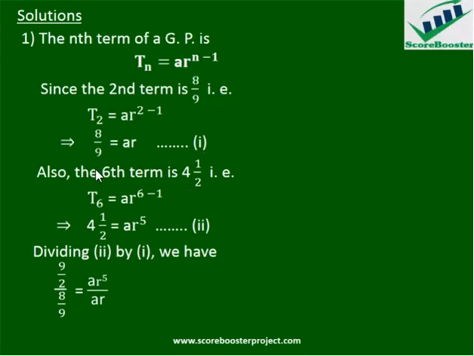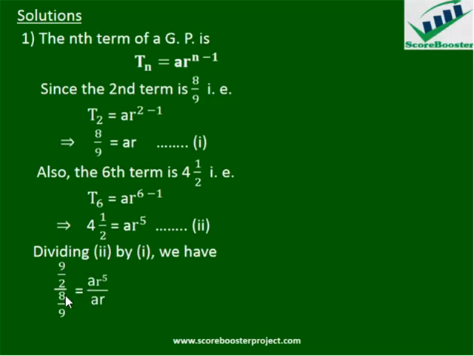Also, the value for the sixth term, that is T6, is 4.5. From the formula for the nth term of the geometric progression, T6 is equal to a r raised to power 6 minus 1, which is a r raised to power 5, and the value for T6 is given as 4.5, which implies that 4.5 equals a r raised to power 5, and that is tagged as the second equation. So to get the value for either a or r, we divide the second equation by the first. Here 4.5 can be written as 9/2 when converted to an improper fraction. So we divide 9/2 by 8/9, which equals a r raised to power 5 divided by a r. Here we cancel a.